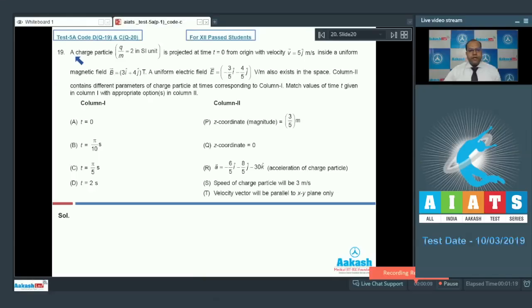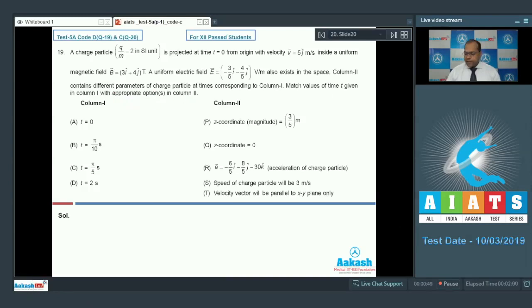In question number 19, a charged particle having a specific charge q by m equal to 2 in SI units is projected at time t equal to 0 from the origin with velocity v vector equal to 5 j cap meter per second inside a uniform magnetic field B vector. A uniform electric field E vector also exists in the space. Column 2 contains different parameters of the charged particle at times corresponding to column 1. Match values of time t given in column 1 with appropriate options in column 2.